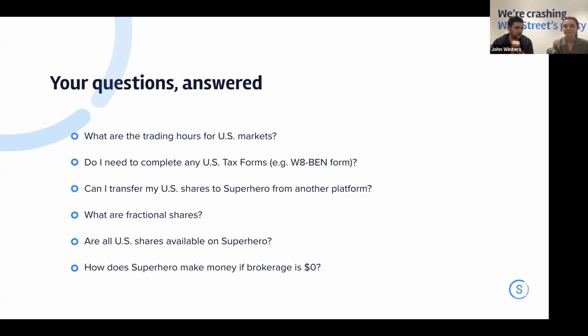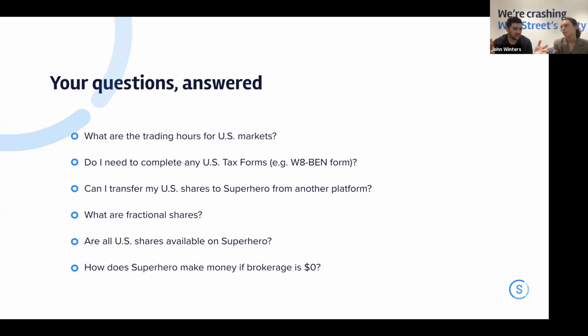Yeah, which will work just as a number of people have transferred Aussie shares over. Yeah, great, cool. Now I think we covered off fractional shares. So the next one down there is similar to that question. Are all US shares that are on the market available on Superhero?